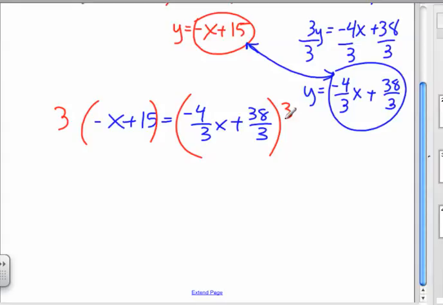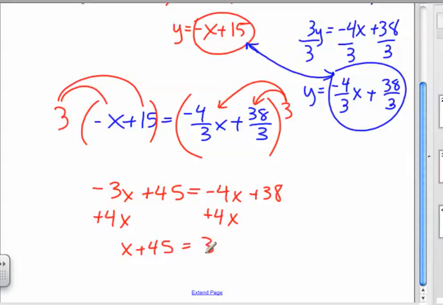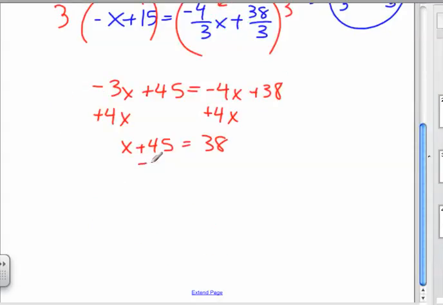This is going to give me negative 3x plus 45 is equal to, the 3 cancels when you multiply in there, negative 4x plus 38. Get your x's together. I'm going to add 4x to both sides. That's going to give me x plus 45 is equal to 38. I'm going to subtract 45. x equals negative 7. That's the x for the intersection point.